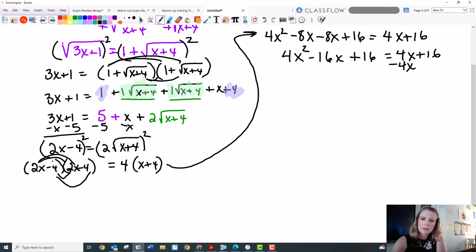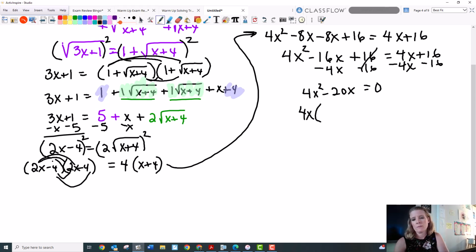I move my 4x over, get everything on one side. You always want to get it equal to 0. So I have 4x squared minus 20x, the 16's cancel, equals 0, and I factor. I can take out a 4x, x minus 5, set them both separately equal to 0. I get 4x equals 0, and x minus 5 equals 0.